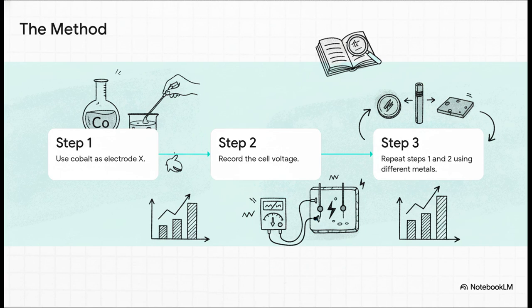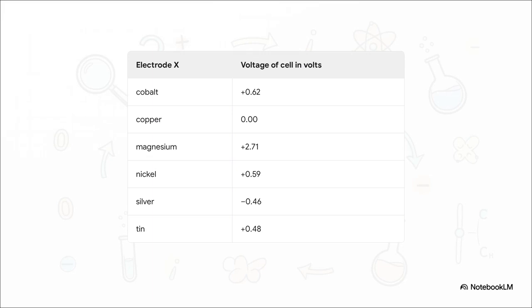The method is super simple, really. You just stick a metal in for electrode X, let's say you start with cobalt, and you write down the voltage. Then you swap it out for a different metal, and you do the exact same thing again. This simple process is what gave them all the data we're about to look at. And here are the results.